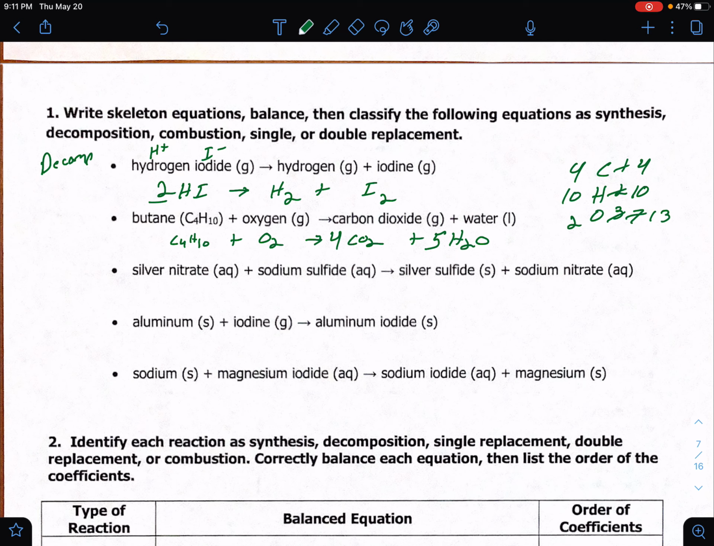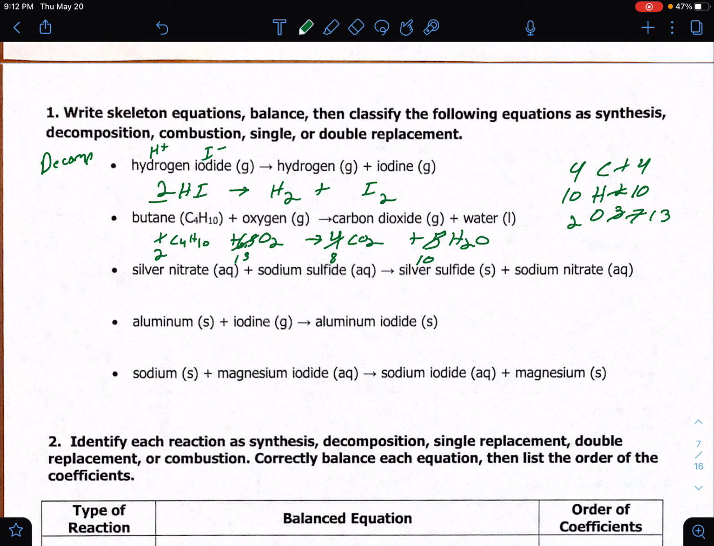Okay, so now I need to get O2 to 13. Only way I can do that is multiplying it by 6.5. Okay, so that's okay. What I'm going to do now is, since I can't have 6.5 oxygens, I'm going to double it, so that becomes 13. But once I do that, I have to do that to everything. So this little imaginary 1 in front of butane becomes a 2. This 4 becomes an 8. And this 5 becomes a 10. And now it's balanced.